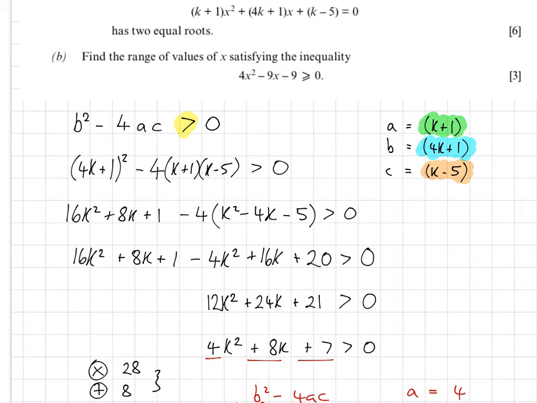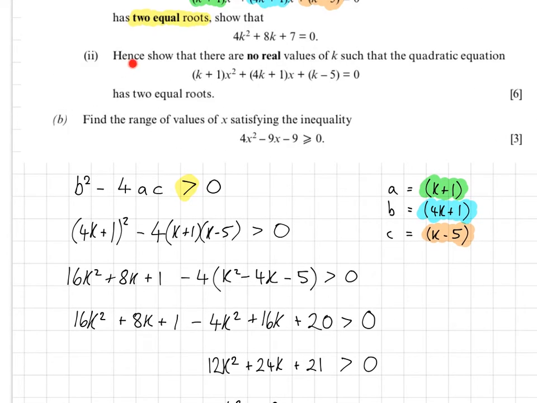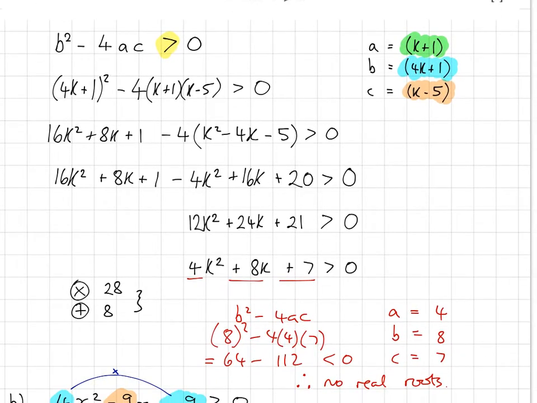It then says for part 2, hence show that there are no real values of k such that the quadratic equation that thing equals 0. So this thing here, what I tried to do was I tried to factorise it, but I could see that there are no pair of numbers that times to 28 and add to 8.